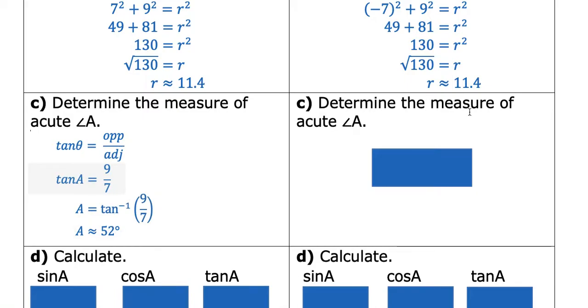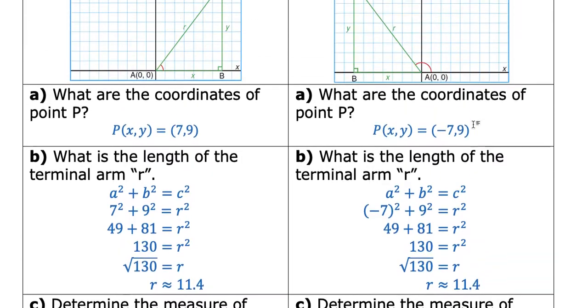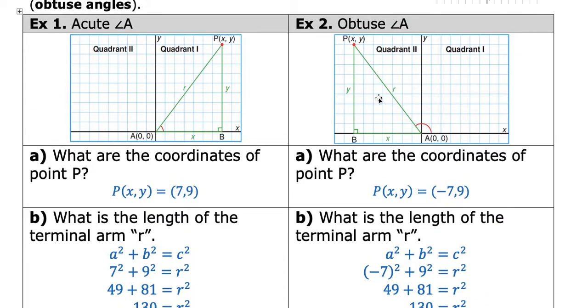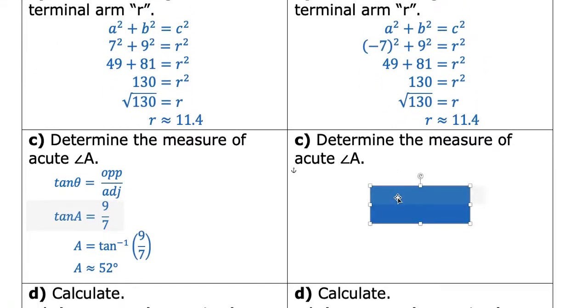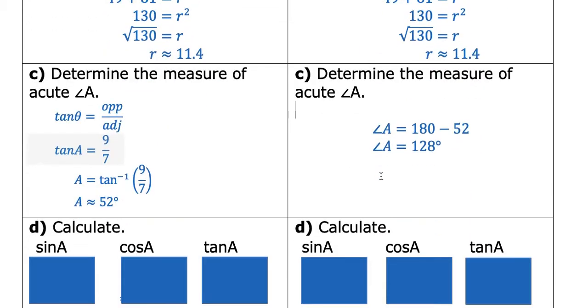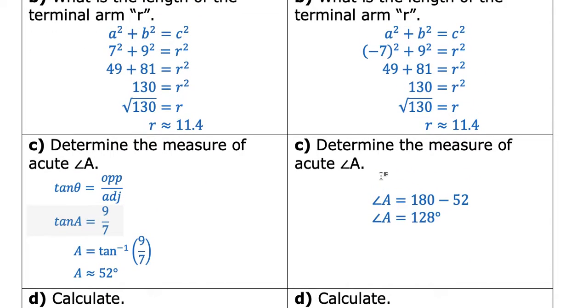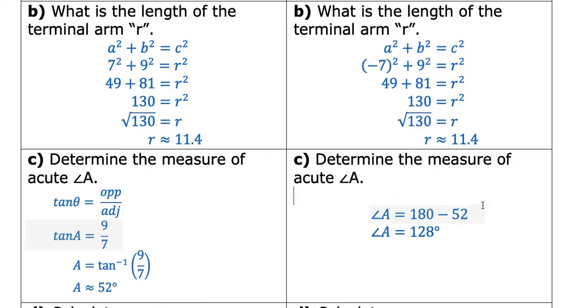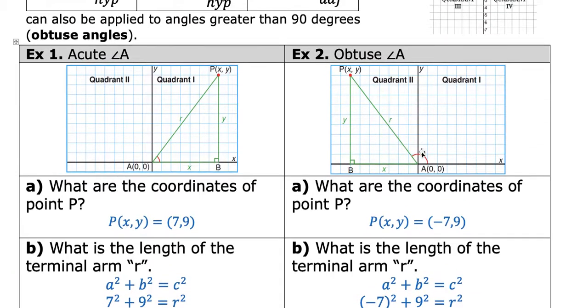Now, determine the measure of obtuse angle A for this example. So what we can do is the following. If we know that the acute angle is 52 degrees, we can subtract that from 180 to find the remaining amount. So in order to find the corresponding angle on the outside, the obtuse angle, what we can do is the full angle, 180 degrees, minus the related acute angle.